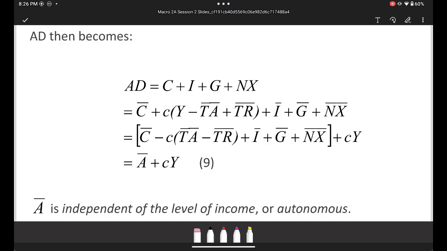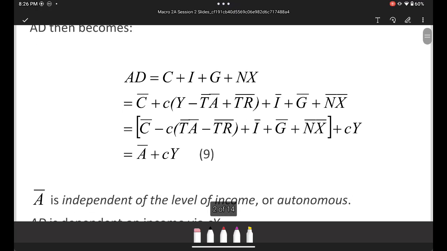We came to the conclusion that each variable can be split up. In session 1, we looked at C and said we can split it up: C plus CY, right? But that is only possible when there's no government involved. When government comes in, this Y has to change. This whole thing is supposed to be Y, and then plus I plus G plus NX.